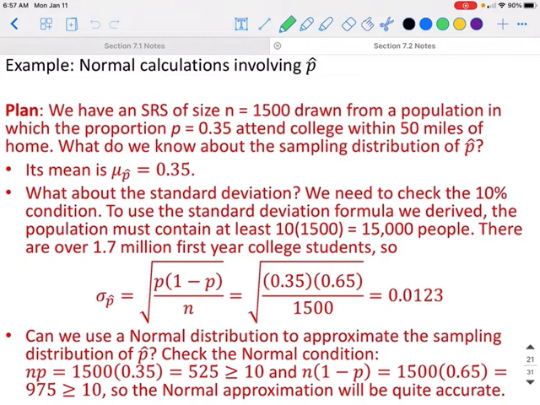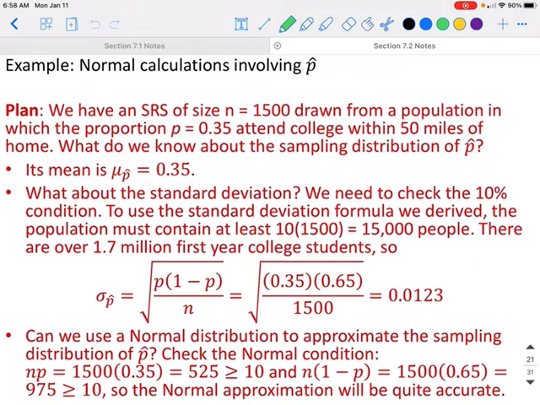Now, before we can find our standard deviation, we need to make sure the 10% condition is met. If we do 10 times that 1,500, it means that our population would need to be at least 15,000 people. And since there are over 1.7 million first-year college students, we have definitely met that 10% condition. So since the 10% condition is met, we can now find that standard deviation. And remember, the formula for that is the square root of the probability of success times the probability of failure all over the sample size, or the square root of 35% times 65% divided by 1,500.